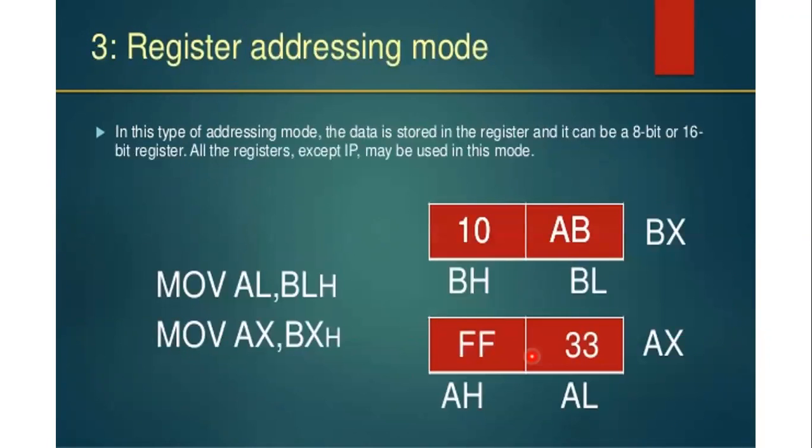Third one is register addressing mode. In this mode, the data is stored in the register. It may be 8-bit or 16-bit registers. We use all the registers except the instruction pointer. This is the opcode MOV AL, BL. So here it is 8-bit registers. MOV AX, BX, 16-bit registers.